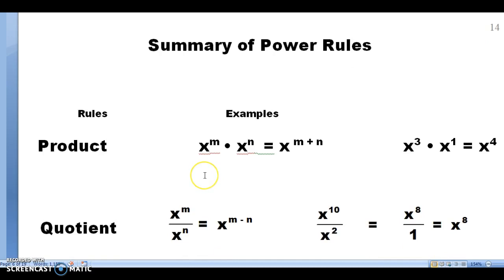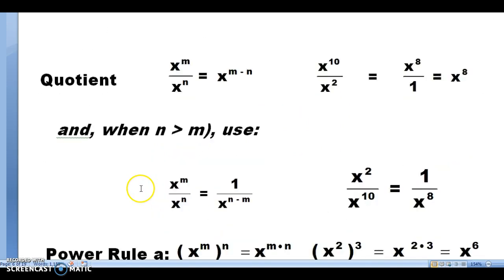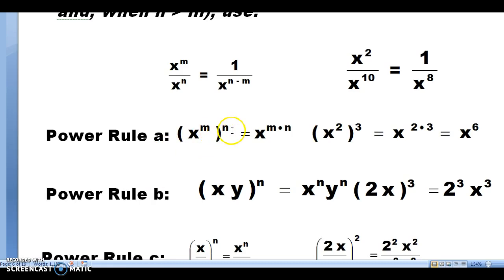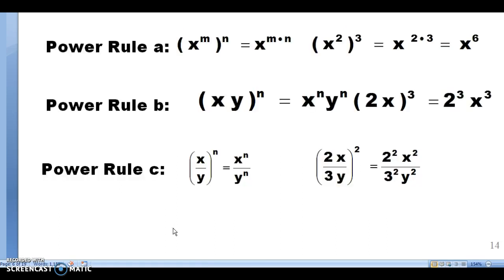Going on to the next page, on page 14, is just a summary of them for you. My recommendation is that you use this page and look at the difference between them. So the product rule has 2 bases, 2 exponents. The bases have to be the same, then we add the exponents together. The quotient looks like a fraction. The power rule, the first one has 1 base and 2 exponents. The second one has a couple of things in here, or it could be 3 or 4 or 5. But in this case, you take each one of their exponents times the 1 on the outside. And then the rest, the bottom one, power rule C, looks like a fraction. The top gets the exponent, the bottom gets the exponent, and then you go ahead and apply the rules.